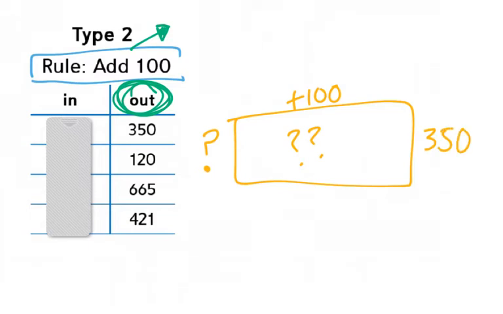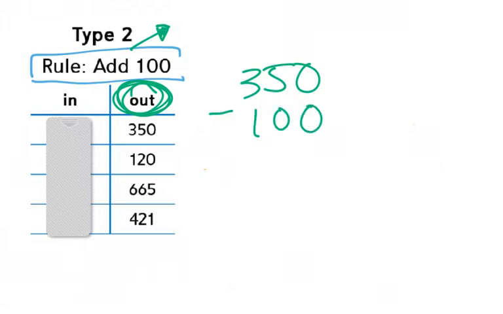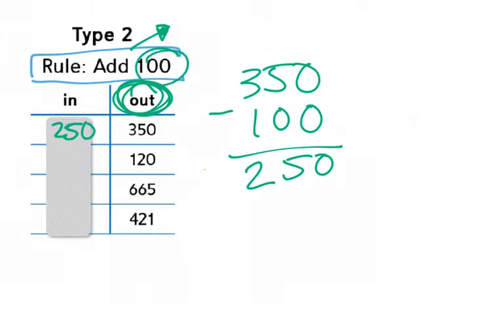That 350 came out. So we're going to work the opposite direction. We're going to subtract 100 to get what they started with. So we take 350 and we're doing the opposite since we already have the number that came out. If I subtract 100, 250 went in. Now, does that make sense? 250 plus 100 equals 350? Absolutely.